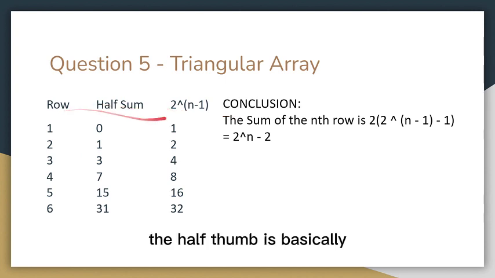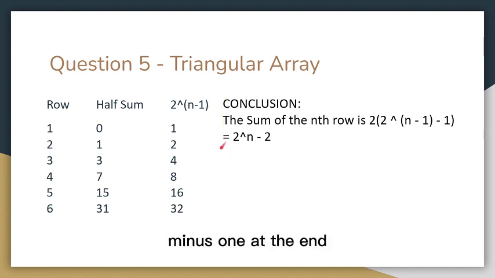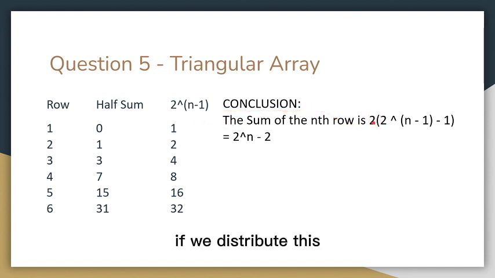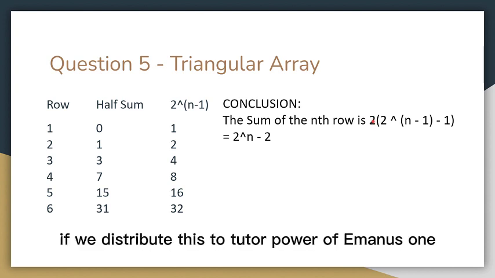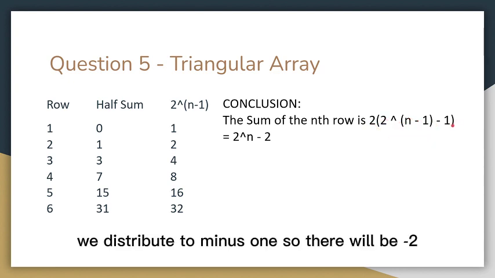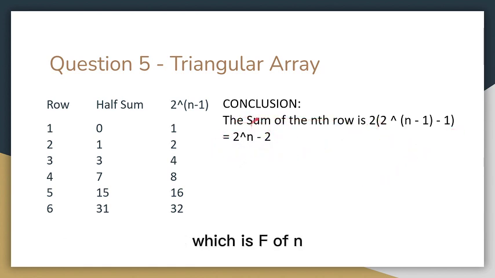The half sum is basically 2 to the power of n minus 1, and then minus 1 at the end. But this is a half sum. So if we times this by 2, that will be the actual sum. If we distribute this to 2 to the power of n minus 1, then that would just simply be 2 to the power of n. And then we distribute it to minus 1, so that will be minus 2. So the conclusion would be the sum of the nth row, which is f of n, is 2 to the power of n minus 2.